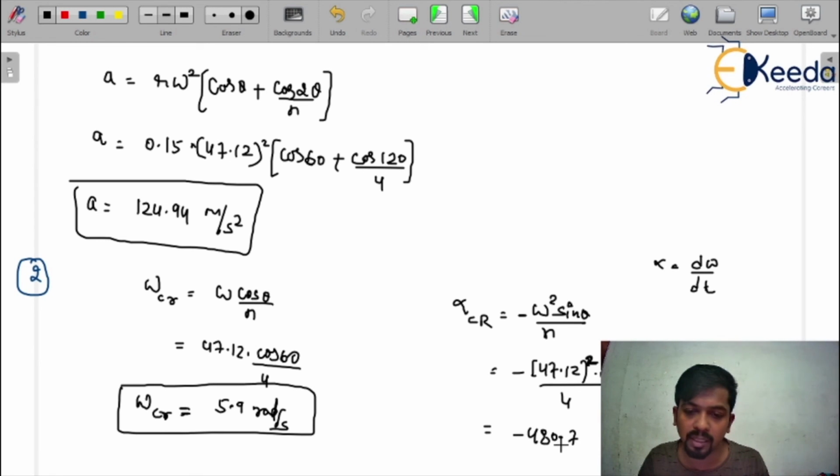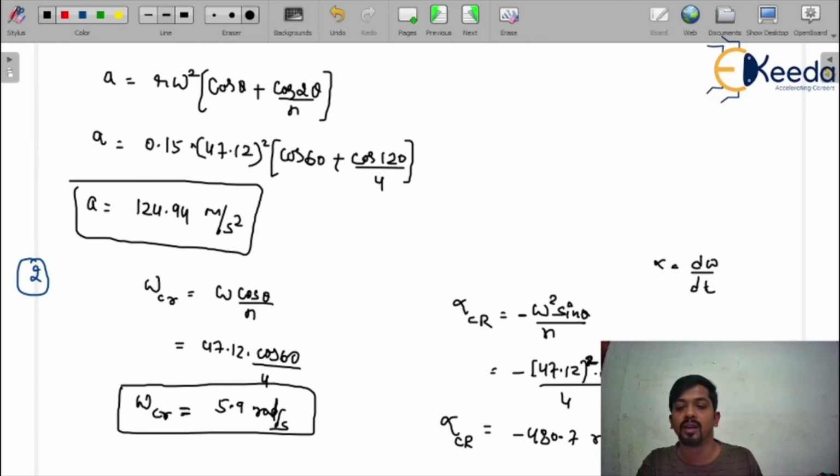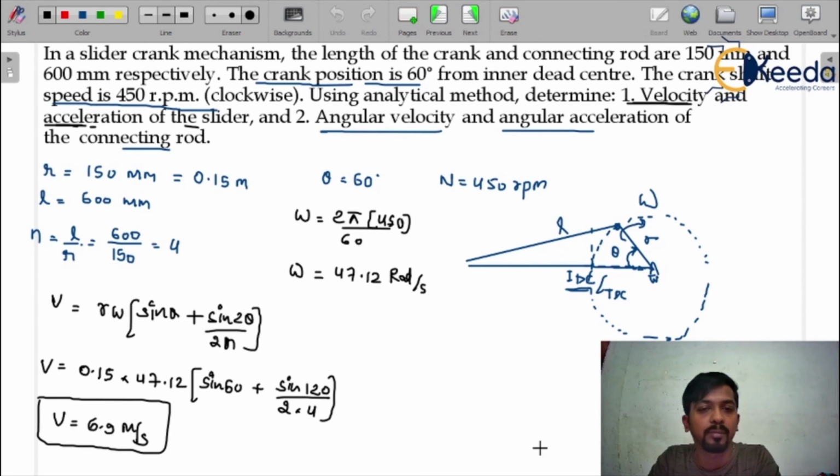Sometimes in the questions they will ask you to find the magnitude, and when they ask for the magnitude, you don't have to consider the sign. So read the question carefully and see what is being asked. This is in radian per second square. The minus 480.7 radian per second square is the final answer. I hope you will be able to understand the solution of that question.